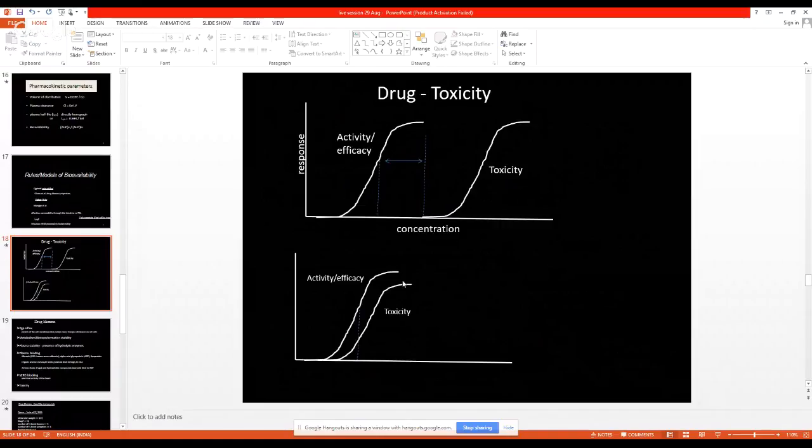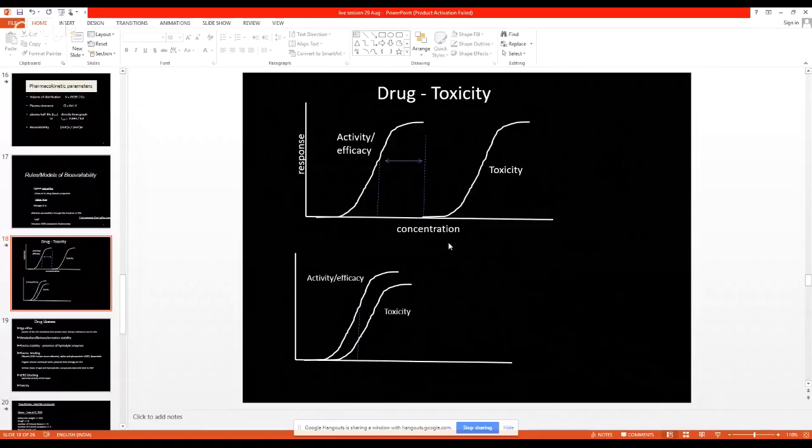But this is a very nice picture to have, because in many cases the two may be very close. With a little increase in concentration, activity increases. A little more, activity is also increasing, but toxicity is also increasing. So many anti-cancer drugs have this problem. They may have good efficacy, but they are also having toxicity. So we need to play between the ratio of toxicity versus efficacy.